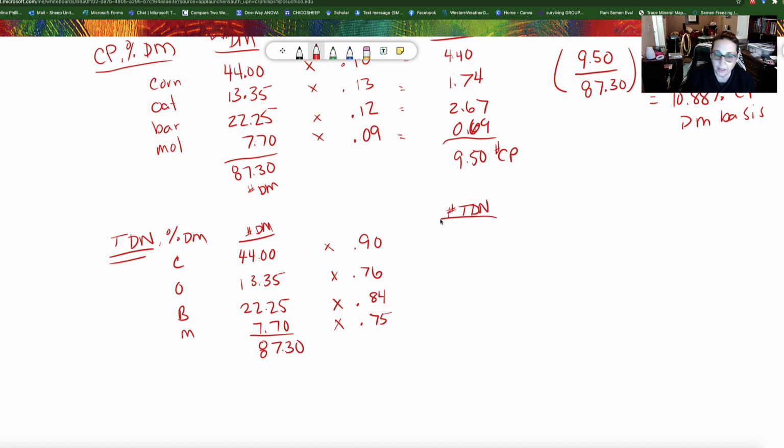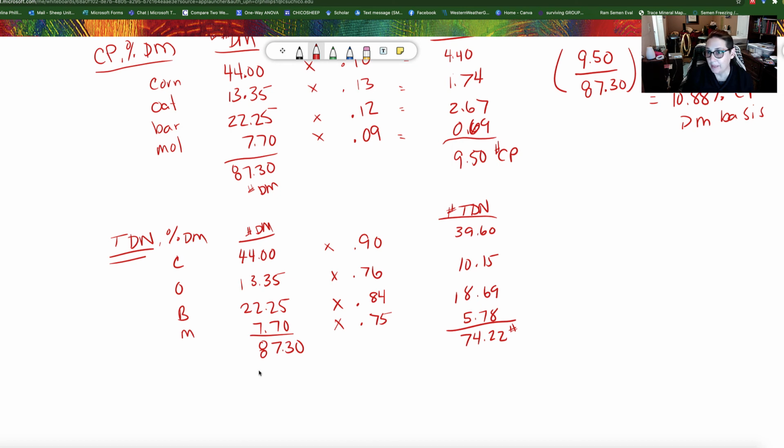If I solve those, we've got about 39.6 pounds of TDN coming from corn, 10.15 pounds of TDN coming from oats, 18.69 coming from the barley, and 5.78 coming from molasses. Add them up, and that is 74.22 pounds of TDN out of 87.3 pounds of dry matter.